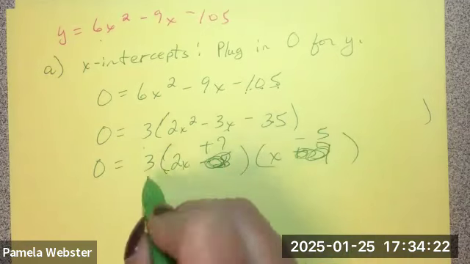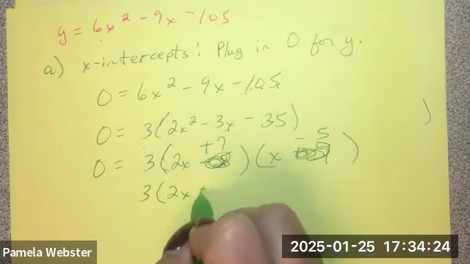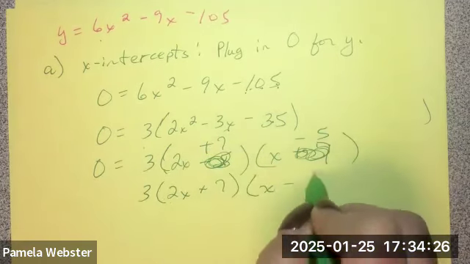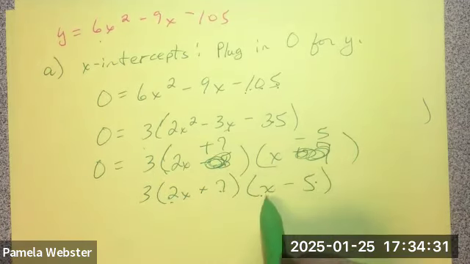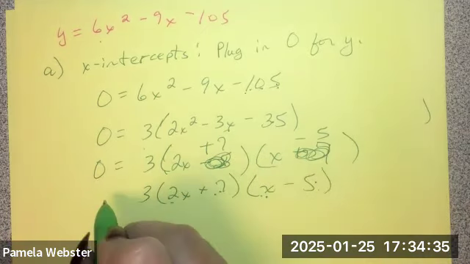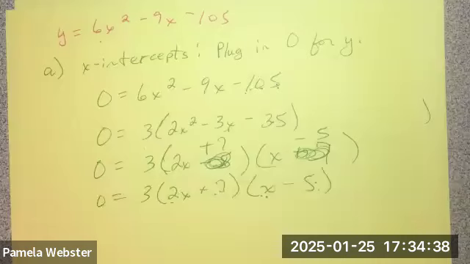Okay, let's try that again. 2x squared minus 10x plus 7x, that's the minus 3x minus 35. Okay. So that is how that guy factors.